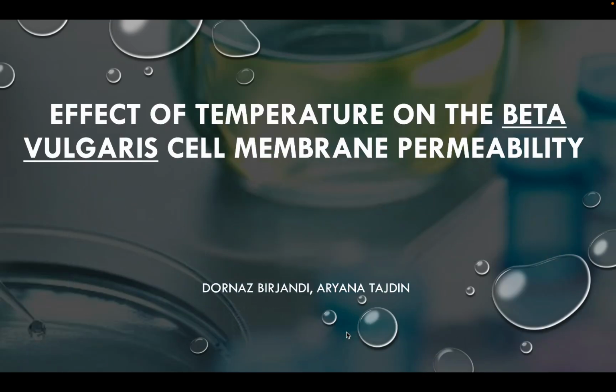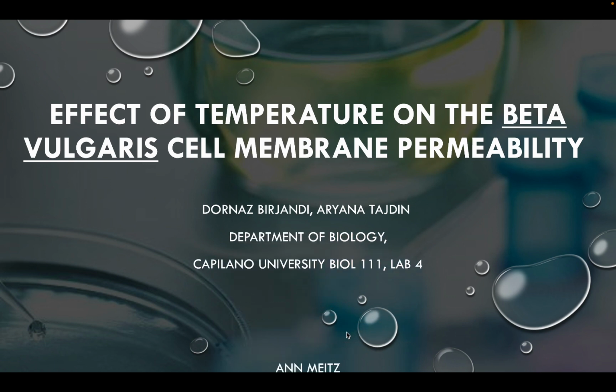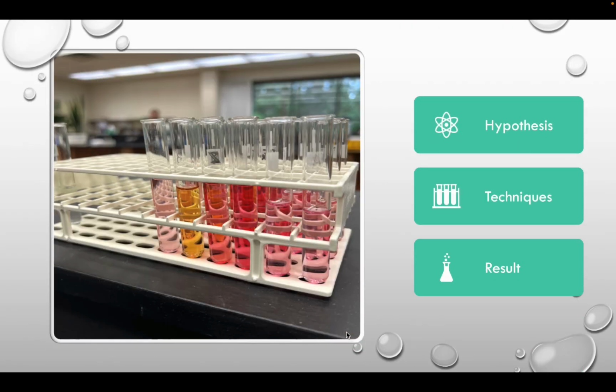We are going to talk about how temperature affects the Beta Vulgaris cell membrane permeability. Our presentation is going to be presented in 3 parts, and they are hypothesis, techniques, and results.